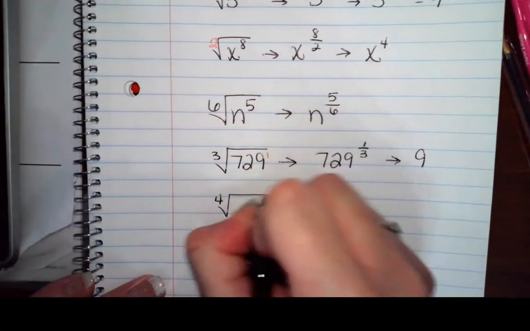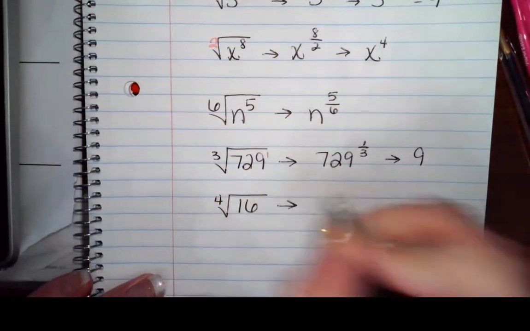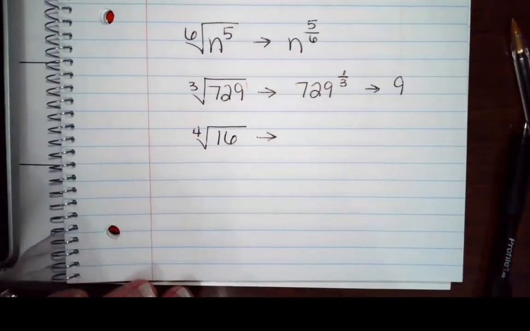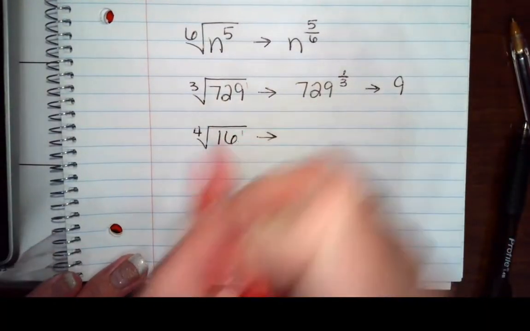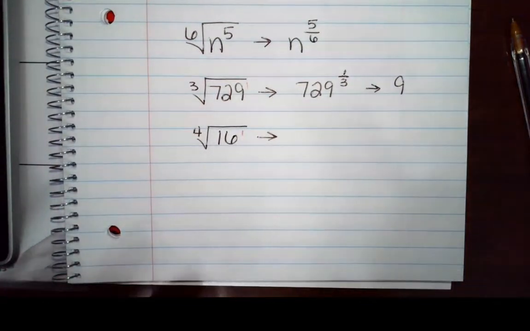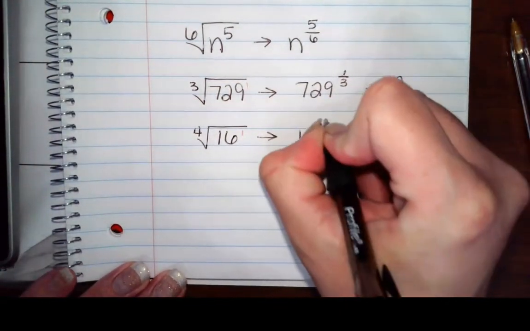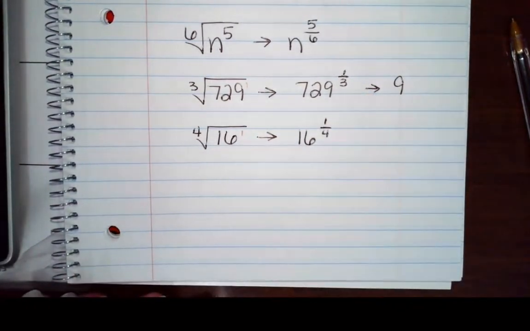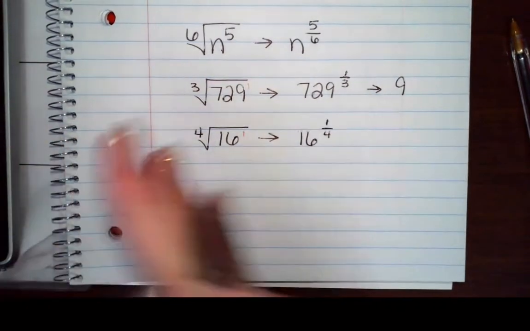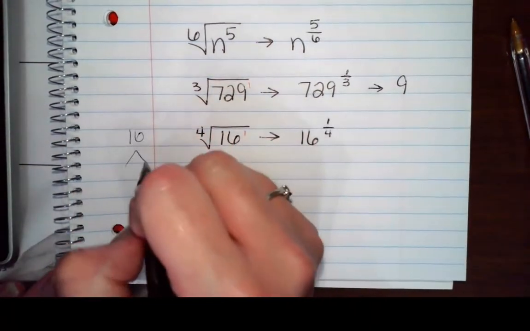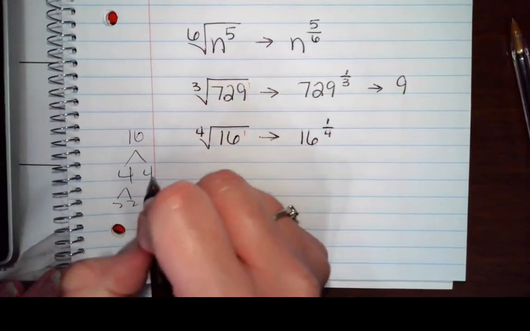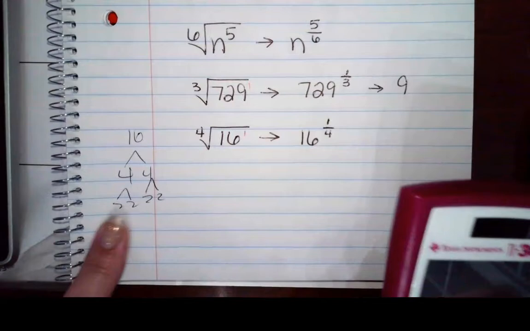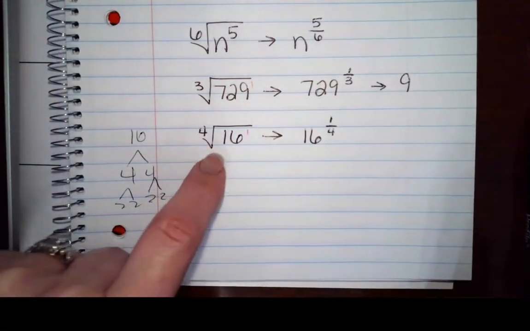So I have a 4th root of 16. Okay, so practice putting that in a rational exponent. So I've got a 16 to the first power that's implied. So 16 to the first, but I'm taking a 4th root. So what times itself 4 times is 16? 16 goes down to 4 and 4, which goes down to 2 and 2, 2 and 2. So I know my answer is going to be 2, because 2 times 2 times 2 times 2 is 16.